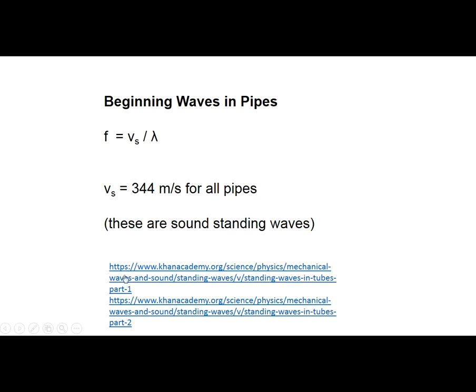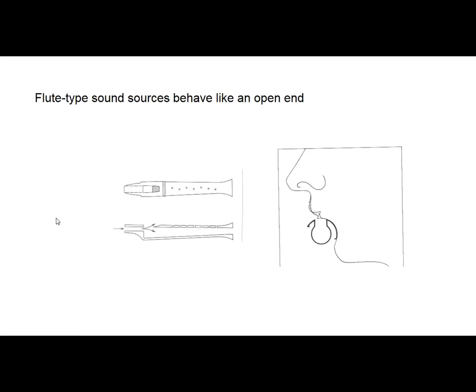There are a couple of video lectures that I want to highlight for you that will be available from Khan Academy below. And we're going to be using the speed of sound as 344 meters per second for all pipes. And of course, as you know, as the temperature increases, it'll change a little bit. But for most of our example problems, we'll use this number here.